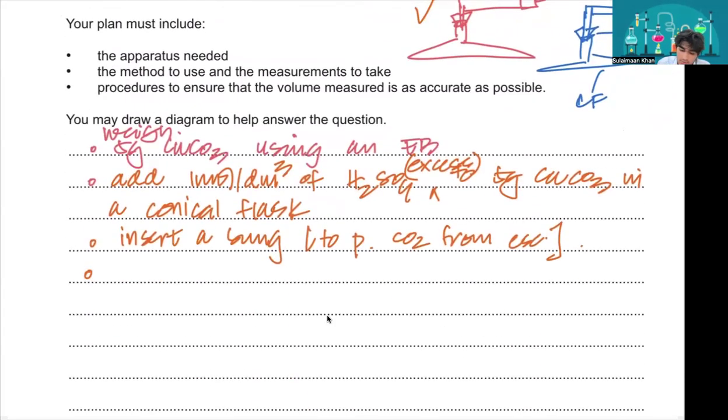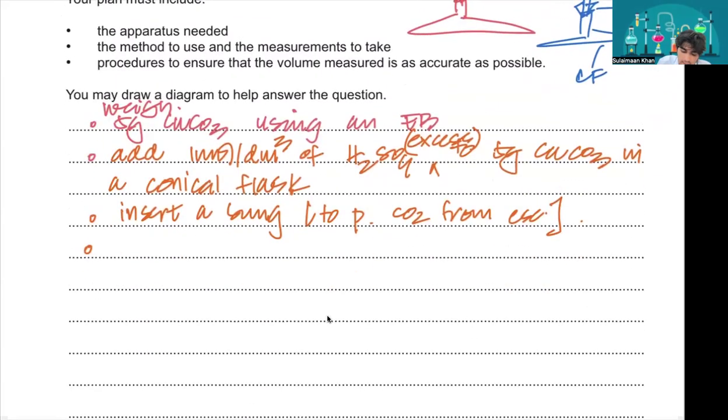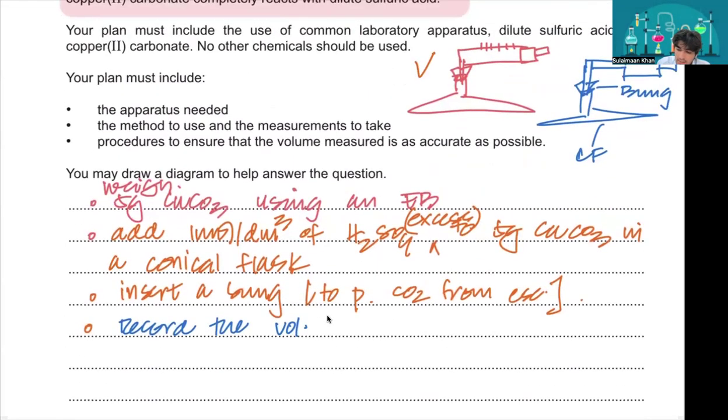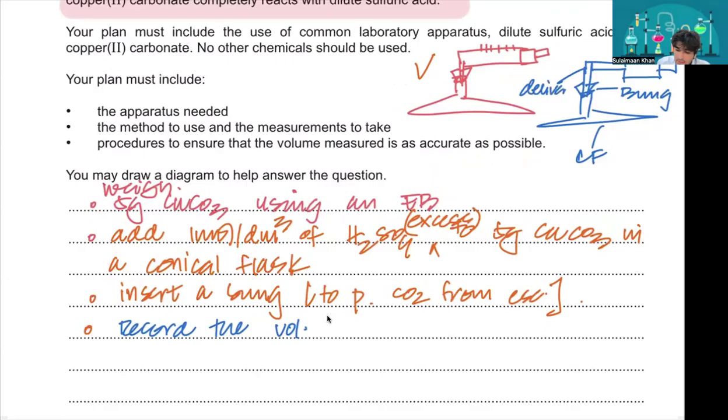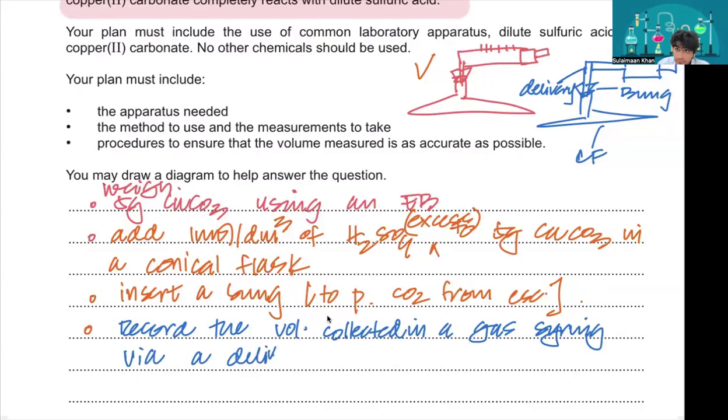So then what do you do? You connect, or not just connect, you could say, record the volume of carbon dioxide. Carbon dioxide would start to be collected. This is called a delivery tube. So record the volume of carbon dioxide collected in a gas syringe via a delivery tube. And carbon dioxide will be collected. And that's it. Literally, that's it.